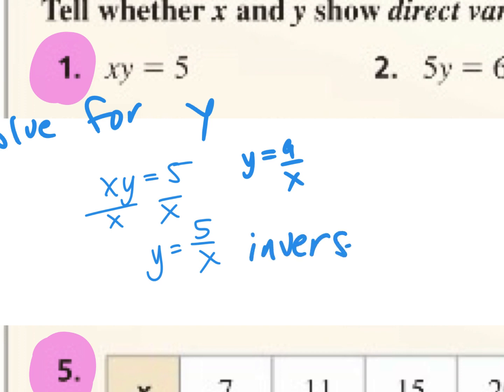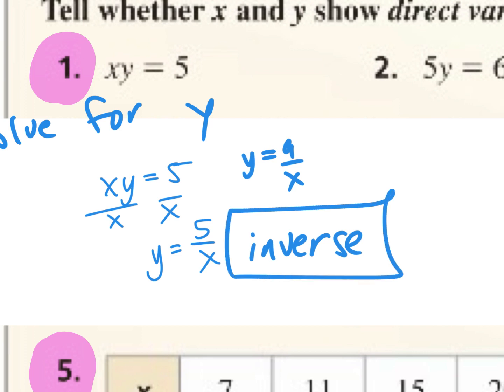In order for you to get credit for this question, just by writing inverse or direct, you're not getting any points. You have to show me why. You have to show me the work behind it. If you just guess right, no, I'm not giving you credit for that.